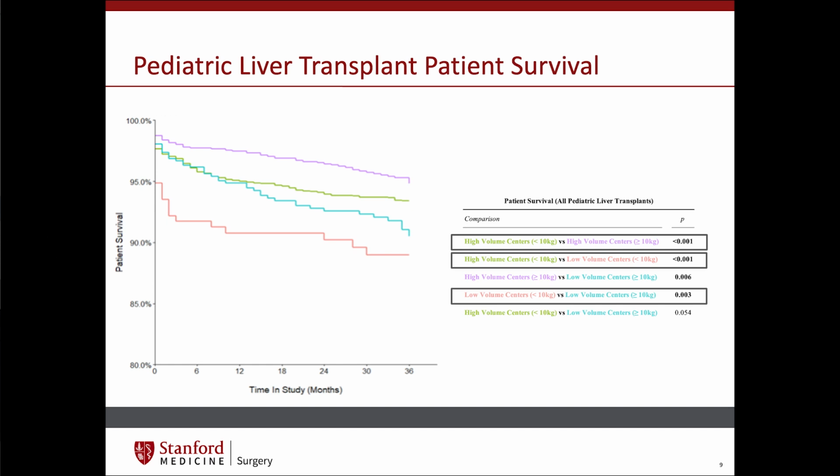We then looked at patient survival stratified across these different groups, and recipients less than 10 kilograms had significantly worse patient survival compared to recipients equal or greater than 10 kilos, both at high and low volume centers. And notably, recipients less than 10 kilos at high volume centers demonstrated significantly improved graft survival compared to recipients less than 10 kilos at low volume centers.